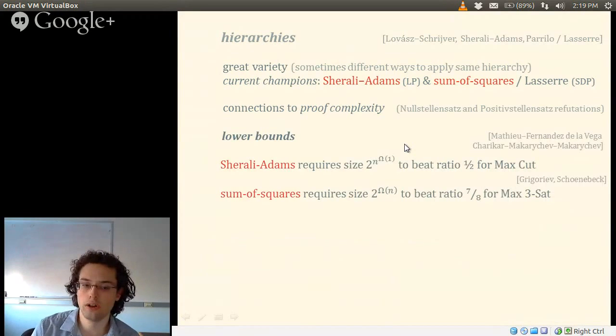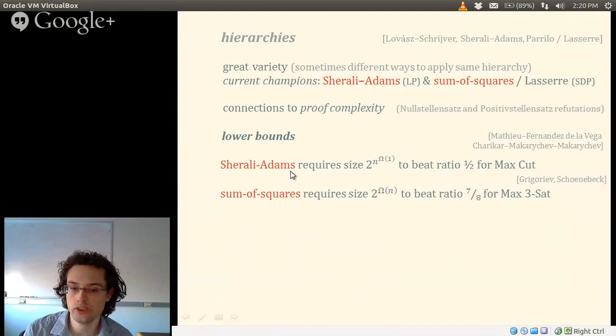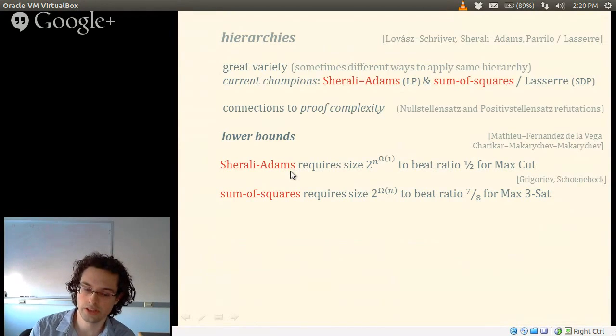So what do we know about lower bounds? Many lower bounds are known. Let me just mention two kinds of lower bounds that are relevant for the talk. We know that if you want to use Sherali-Adams hierarchies for max cut, and you want a better approximation than 1/2, which is a trivial bound for max cut, then Sherali-Adams needs relaxations of size 2 to the n to the omega(1). In particular, there are no polynomial size relaxations that give better approximations than half for max cut.